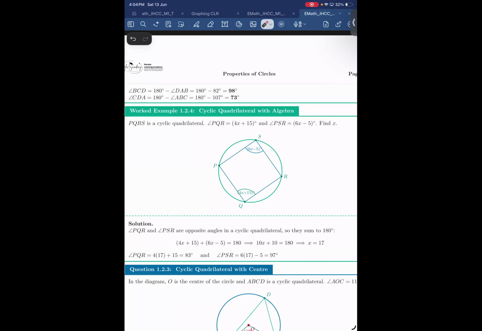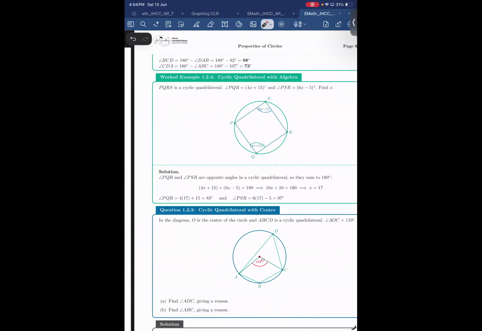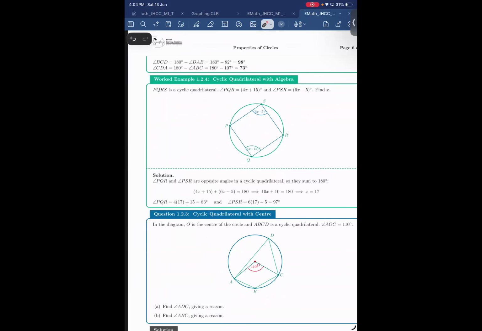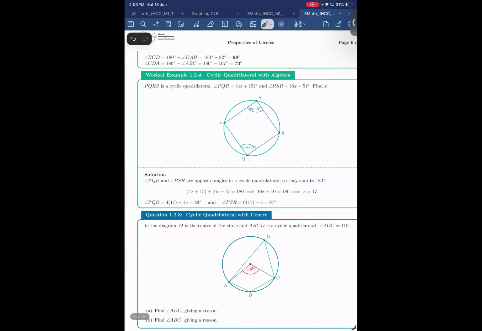Then to verify your answer, you substitute x equals 17 into here, you get 97, and into here, you get 83. Then check: does 83 plus 97 equal 180 degrees? It does, so that means you're correct. Any questions? We can try this one, I think about 3 to 4 minutes as well.